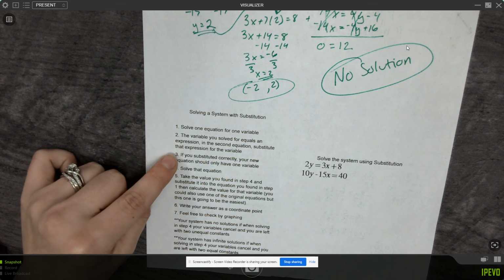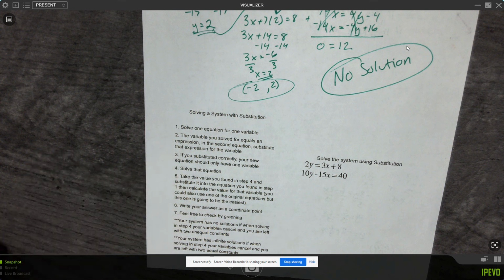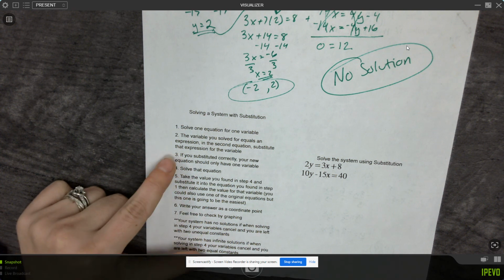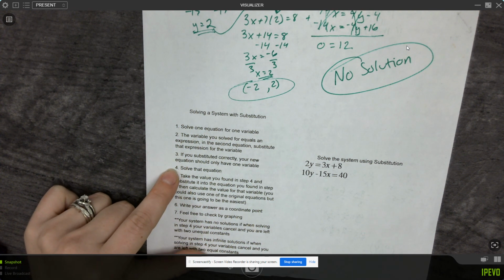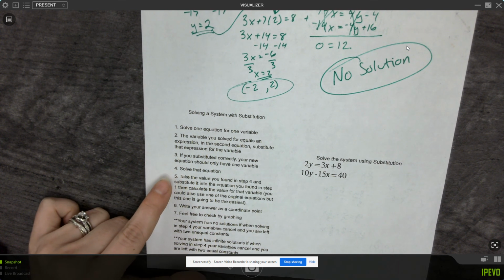When you do your substitution, if you've done it correctly, your new equation should have one variable. Probably twice, but one variable, x and x, or y and y. If you still have an x and a y, you've messed up. Try again. Because you have only one variable, you can now solve that equation.